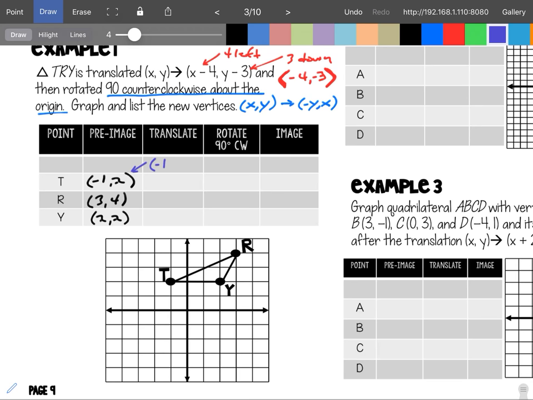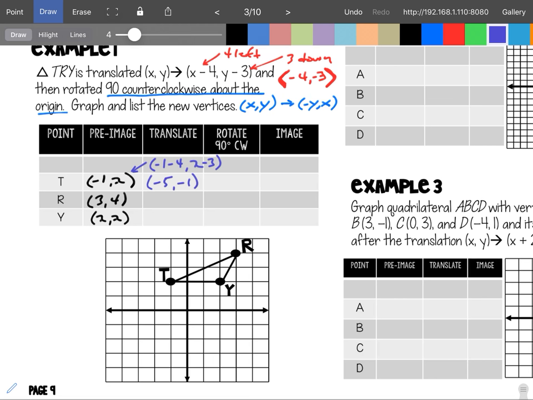We'll go with this. So for this one, we need to go 4 left. So we go -1 minus 4, comma, and then we take the y coordinate of 2, and we need to go 3 down, so we subtract 3. So that's what we're doing. Am I doing this right? 4 left, 3 down. Okay. So -1 minus 4 would be -5, and then 2 minus 3 would be -1.